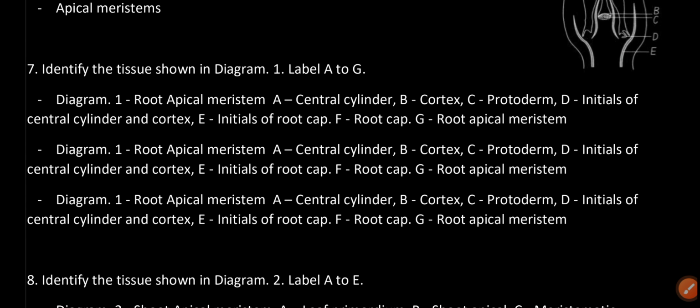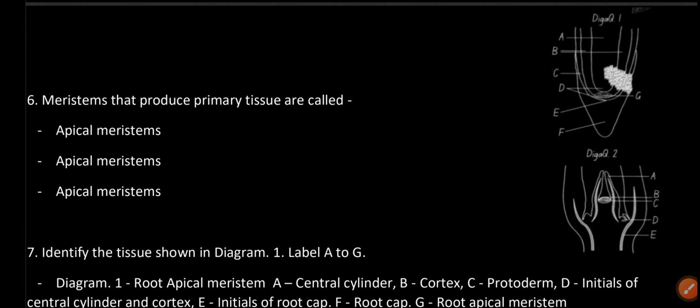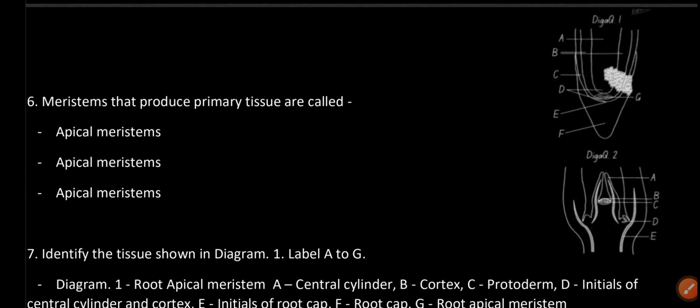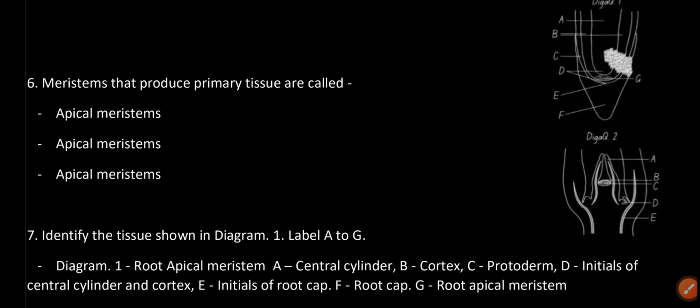Identify the tissues shown in diagram 1, labeled A to G. Diagram 1 is root apical meristem. A is central cylinder, B is cortex, C is protoderm, D is initials of central cylinder and cortex, E is initials of root cap, F is root cap, and G is root apical meristem.